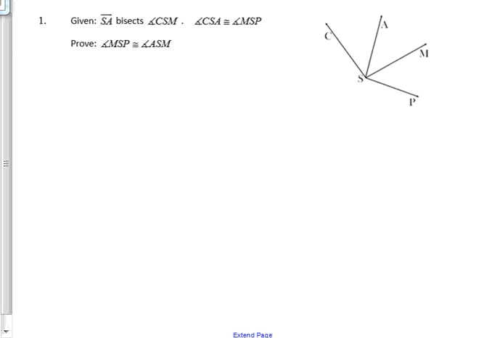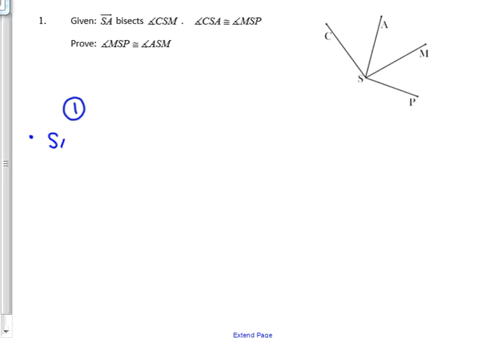So this is the first problem in the packet work from target 10. It gives me that ray SA bisects angle CSM, and that angle CSA and MSP are congruent angles. So my first step, I always like to write down my givens. I'm going to bullet point them because there's more than one.